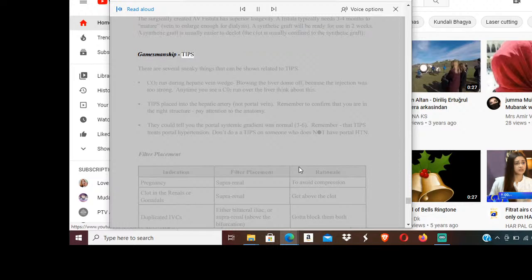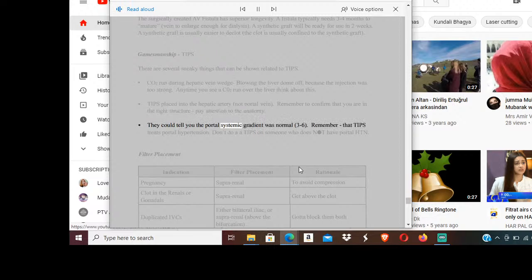Gamesmanship tips. There are several sneaky things that can be shown related to TIPS. CO2 run during hepatic vein wedge, blowing the liver dome off, because the injection was too strong. Anytime you see a CO2 run over the liver, think about this. TIPS placed into the hepatic artery, not portal vein. Remember to confirm that you are in the right structure, pay attention to the anatomy.